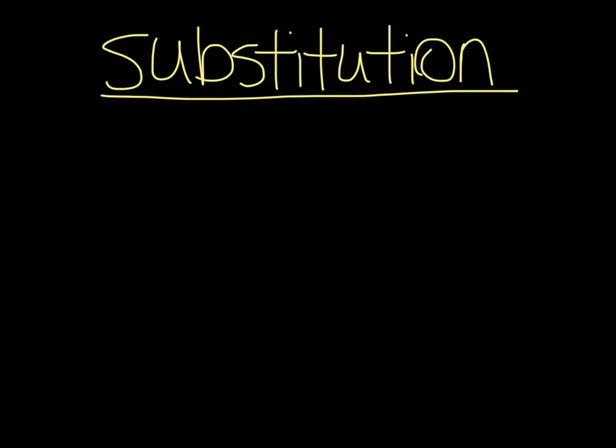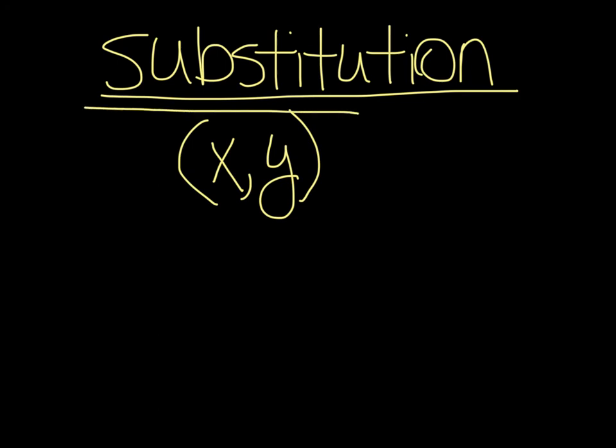So today we learned to solve using substitution. Remember that your solution is an ordered pair where two lines cross, so your answer should be in ordered pair form. In substitution, we're looking to solve for either x or y in one of your equations and substitute it into the other equation. That is where we get substitute from.